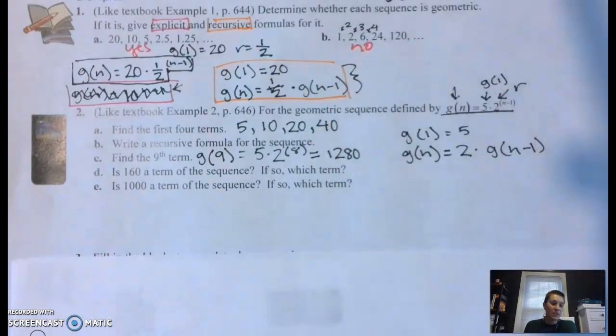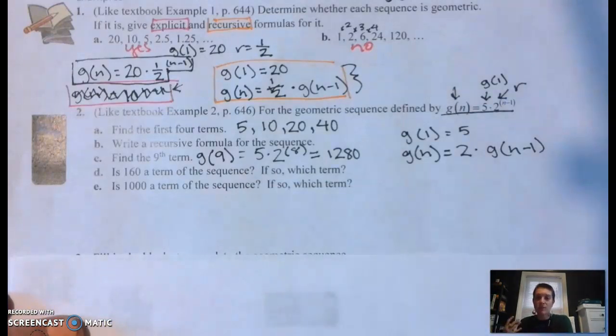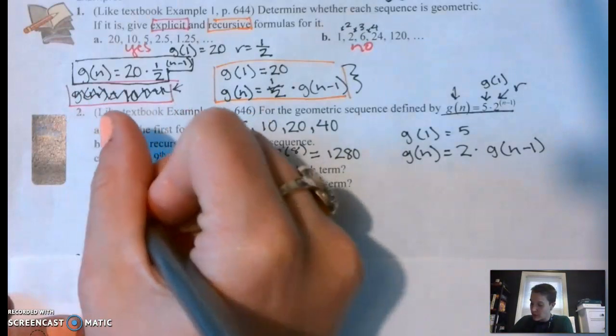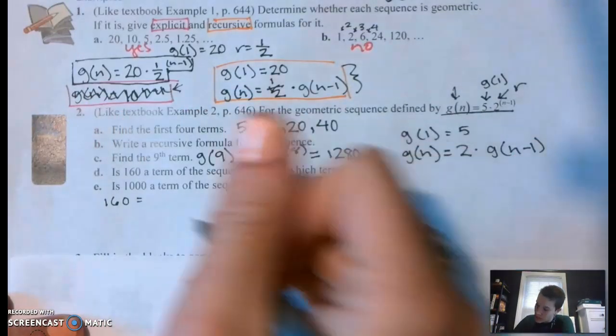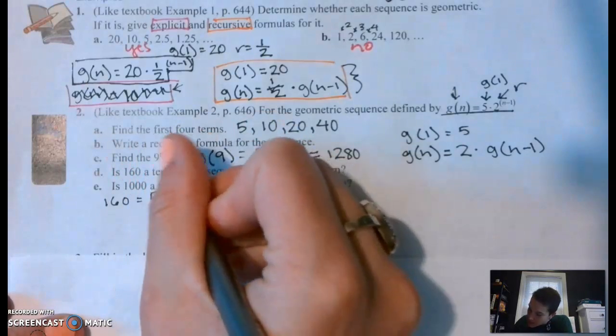Alrighty, then we have these next 2 problems. These are a little trickier, right? We did these before, but they get a little trickier now. So we want to find out, is 160 a term of the sequence? If so, which term? So just like before, we're essentially going to be setting 160 equal to 5 times 2 to the n minus 1.